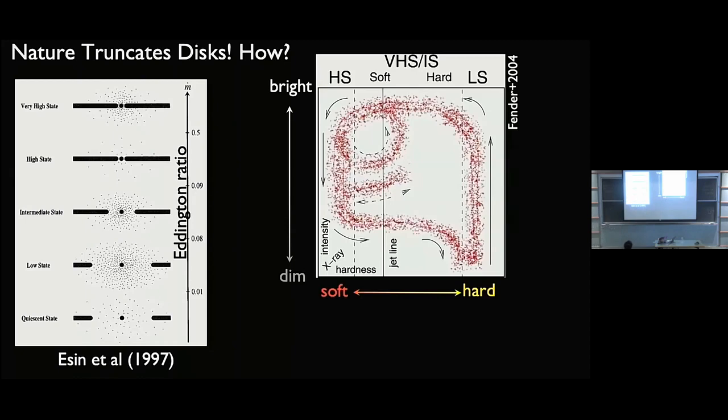This is another view, called the Q diagram, where this is the hardness of the system. Hard spectrum is on the right, soft spectrum is on the left. So this will be the hard state, this will be the soft state. And top is bright, bottom is dim. If we start with a system that was dim, it was hard, and so the disk was yellow, and yellow means fat and fluffy. If we let it go up in brightness, it launches a jet, becomes brighter, but it is still hard. So it's a thick disk.